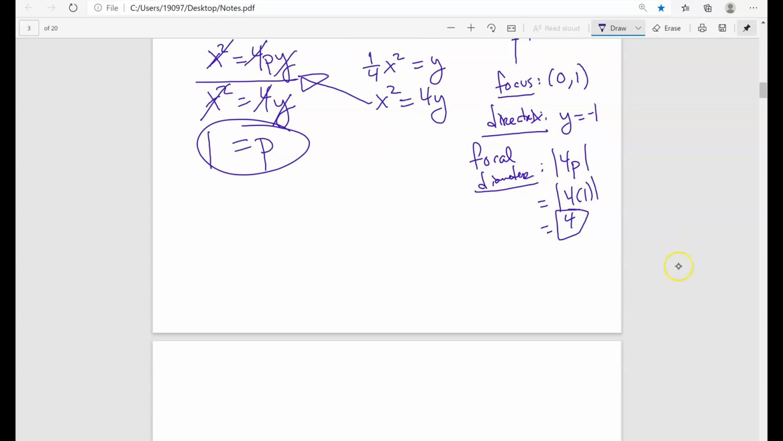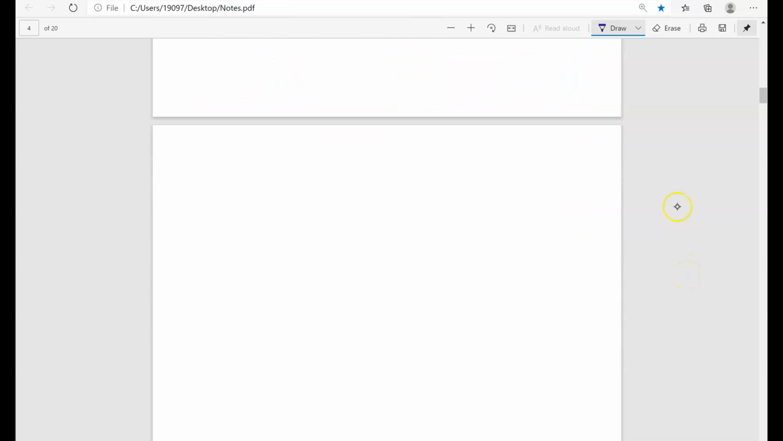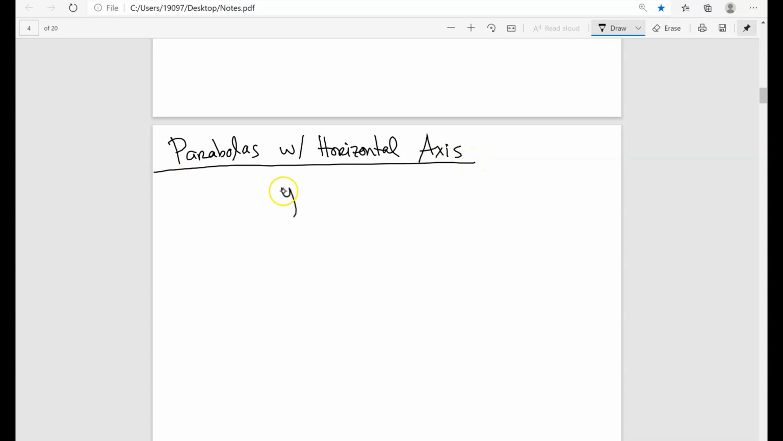Okay, so now let's talk about parabolas with horizontal axes. So those actually look like this: y squared equals 4px. So now in this case, the y is the thing that's squared. So now you can think of the parabolas going the other direction.